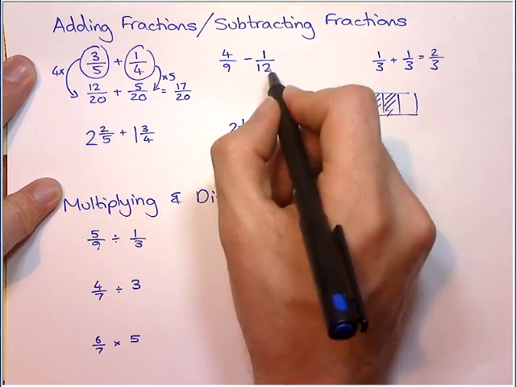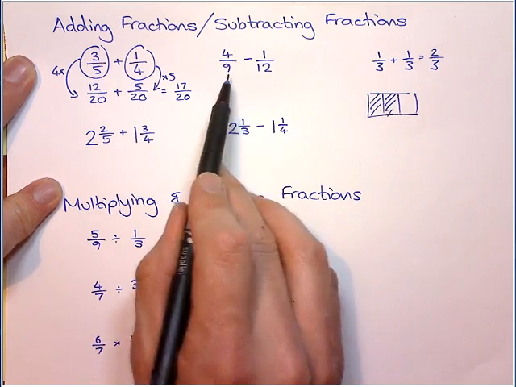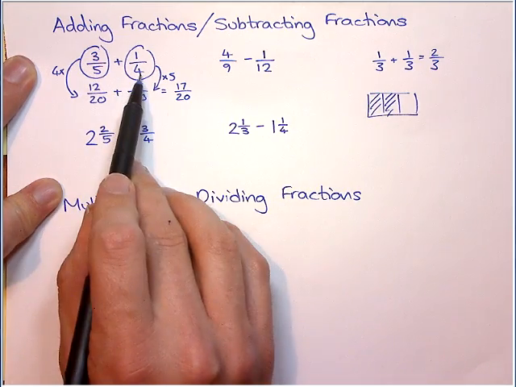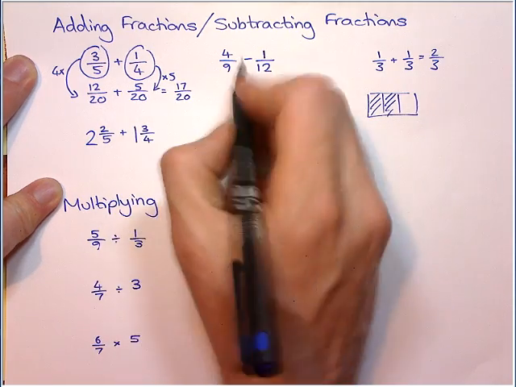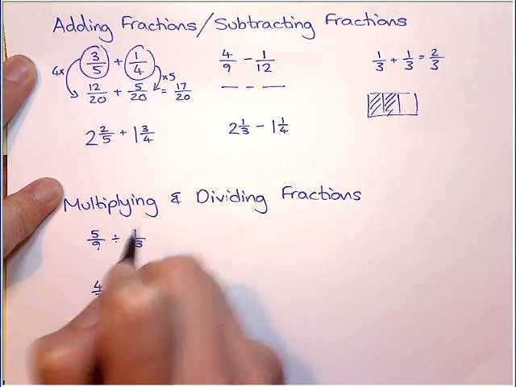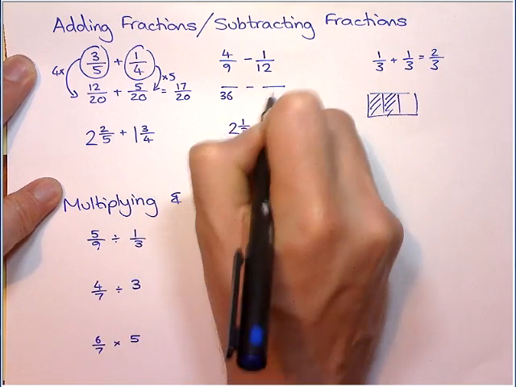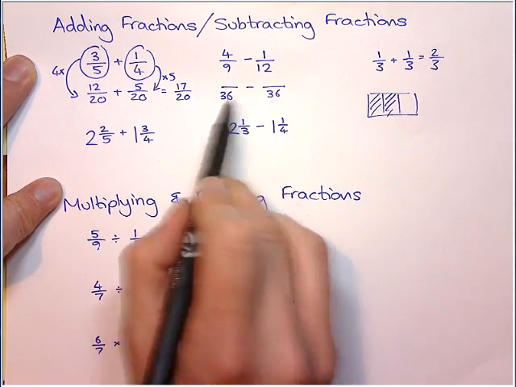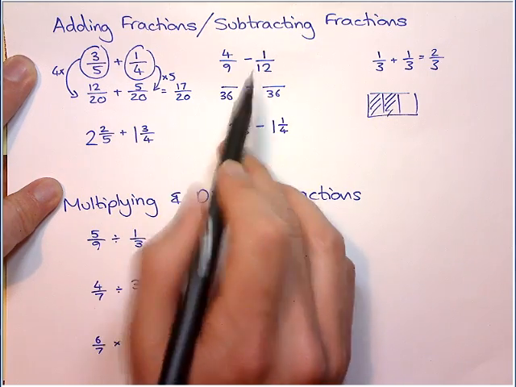Subtraction is exactly the same as addition. I've chosen this one because it's not simply these times together. You can do that and get 108, but you'll be saving yourself a lot of time and effort if you go for the lowest common multiple. In this case, 36 is in both of these times tables.